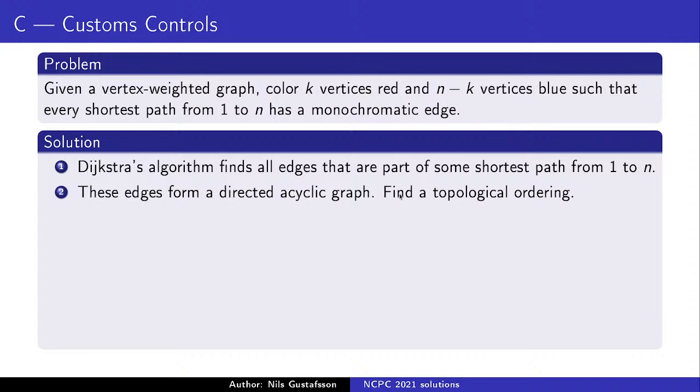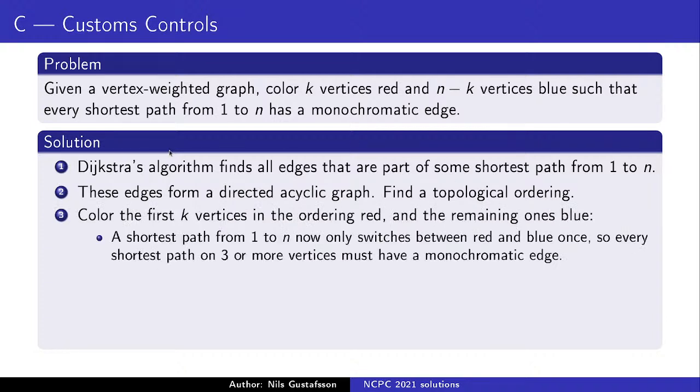So we can find a topological ordering of all of the vertices in the graph when we have these edges, so that all of these edges go forward. And then what we do is we color the first k of these vertices red and the remaining n minus k ones blue. So why is this a good idea?